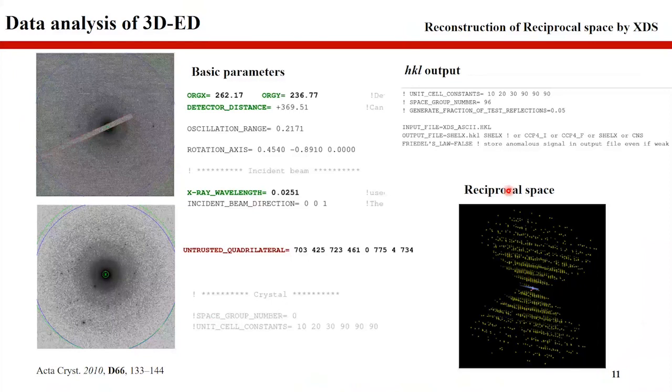The third software we often use is XDS. XDS is based on the Linux system. Similarly, we need to input the basic parameters here, and the search for the peaks, the intensity integration, and the HKL output would be processed. And the reciprocal space could also be viewed in the XDS software.